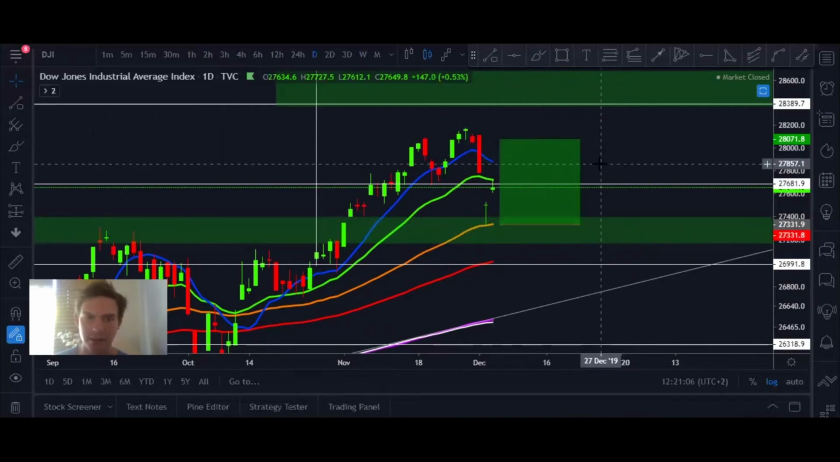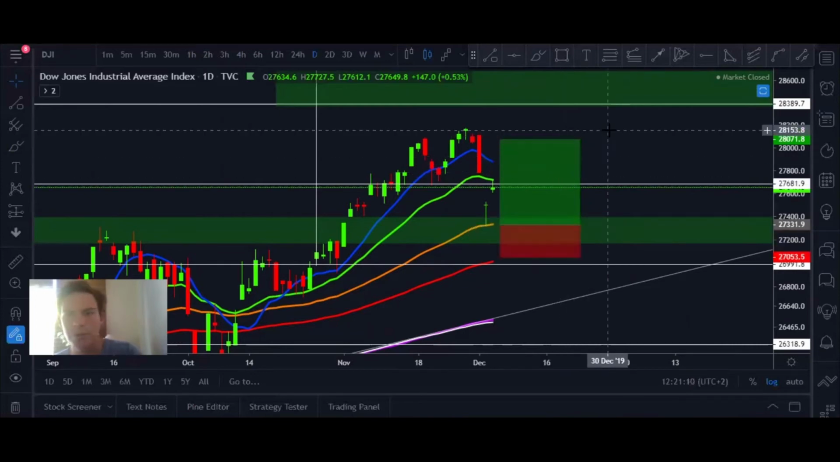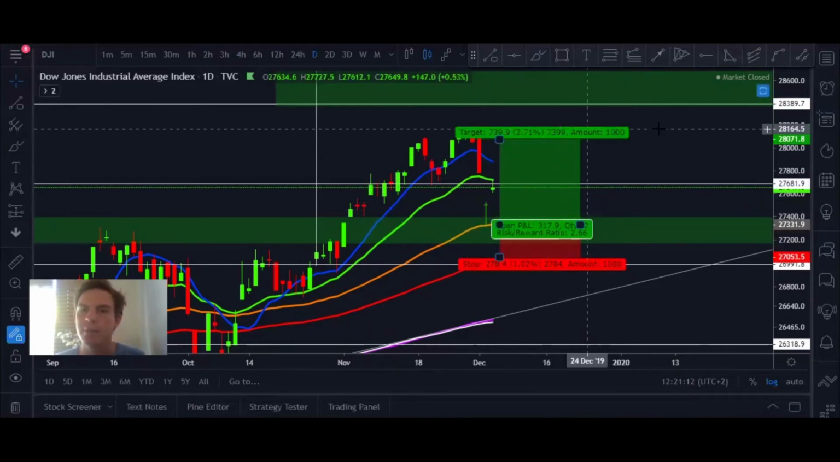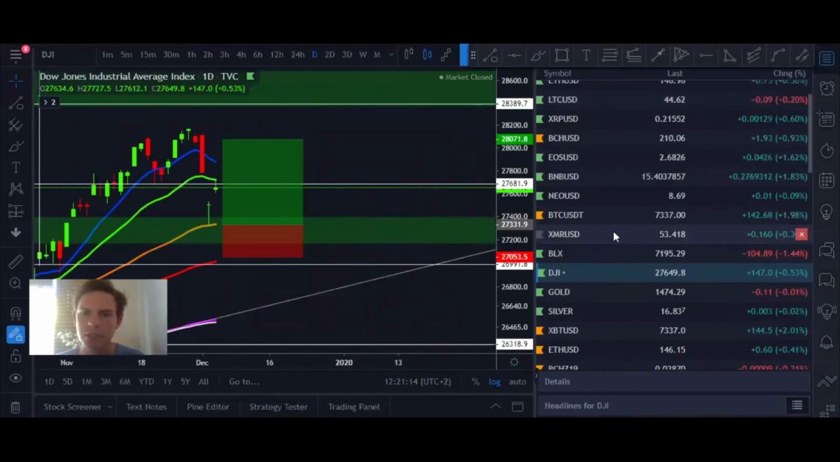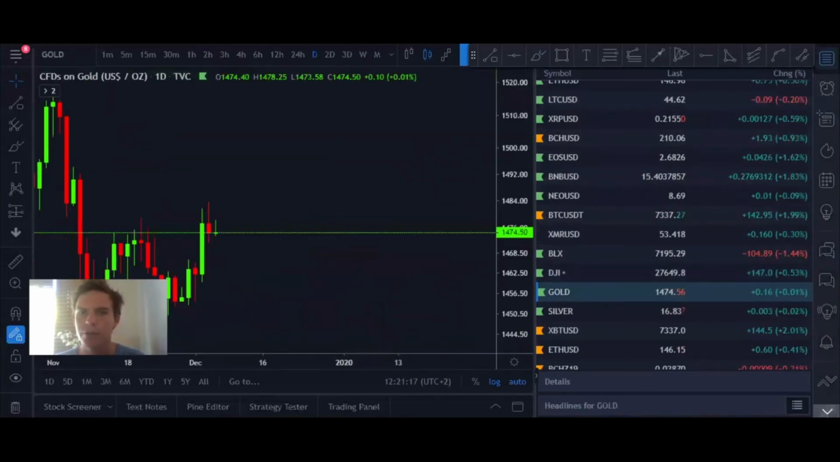Again, that's not financial advice, and I'm not a financial advisor. Okay, so that's what I would do in that situation. We did get the bounce as I expected, so that's pretty good. Over to gold right now.